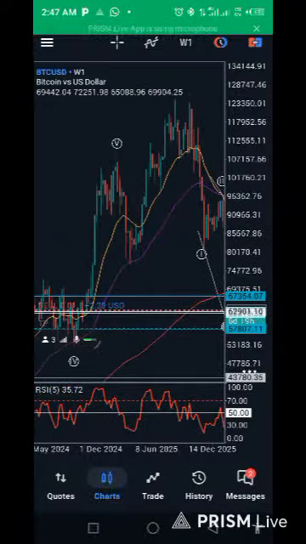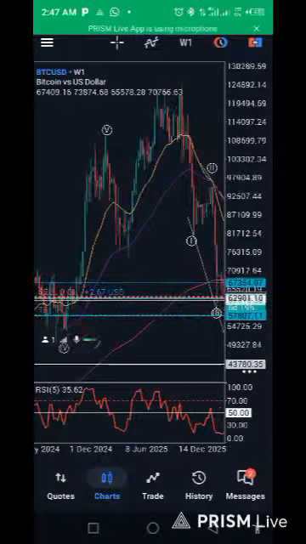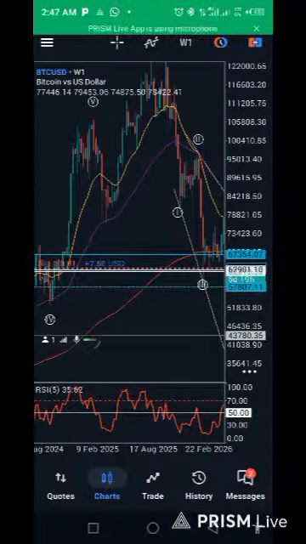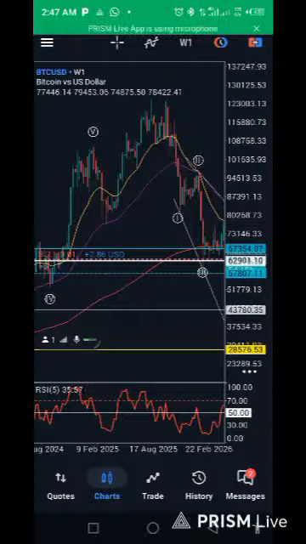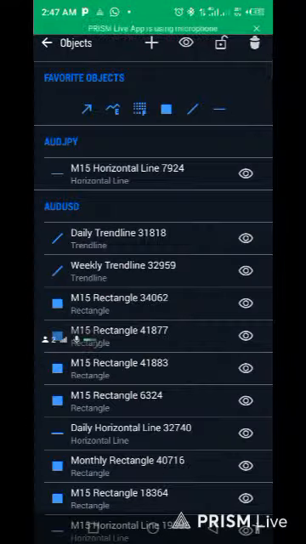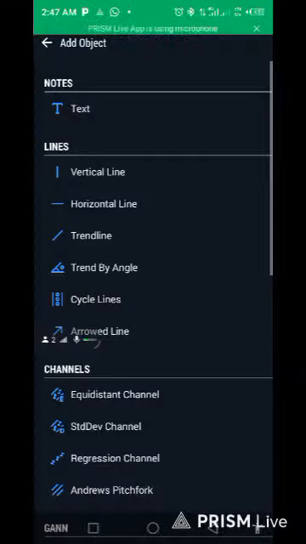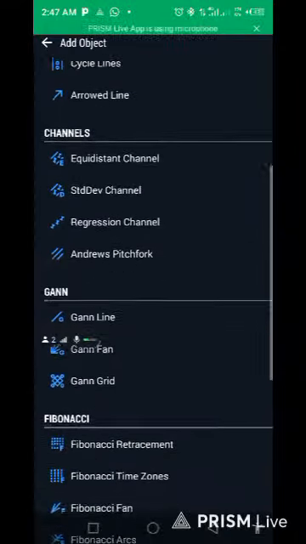Now it is making a correction. After every 5 waves, there will be a correction. After every major 5 waves, there will be a correctional movement wave, which is A, B, C. Let me label it here so you know what the A, B, C is. Using the Elliott wave, you get to know where the A, B, C is.